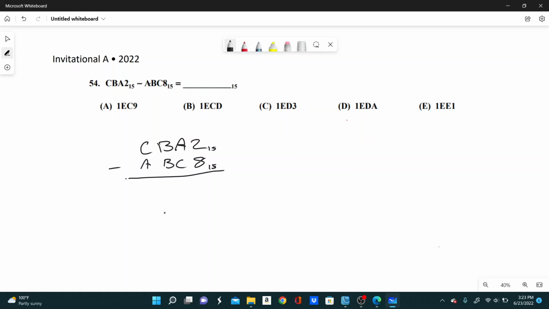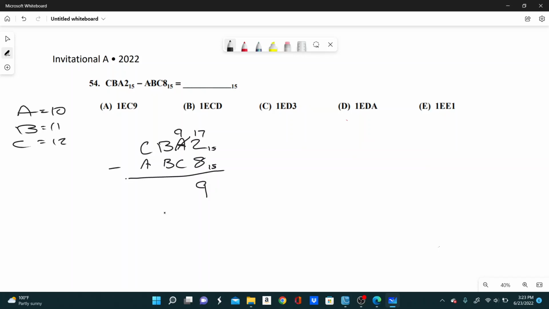And so here we have an A, which in base 15 is analogous with 10, and B with 11, and C with 12, and so on. So if we take one from the A, that'll be 9, and then this 2, once we add 15 to it, will be 17. So 17 minus 8 gives us 9, and then we can move on to the next step.